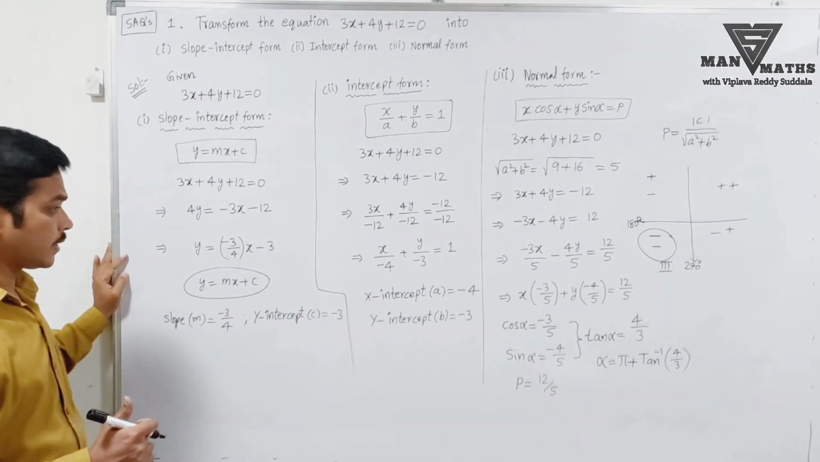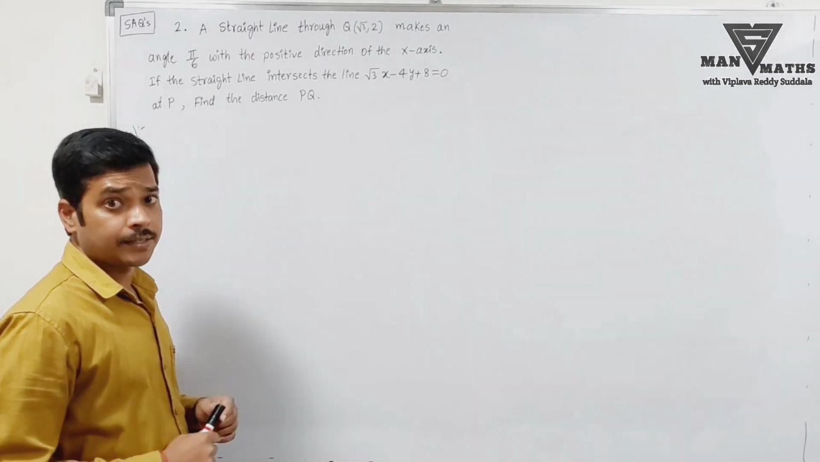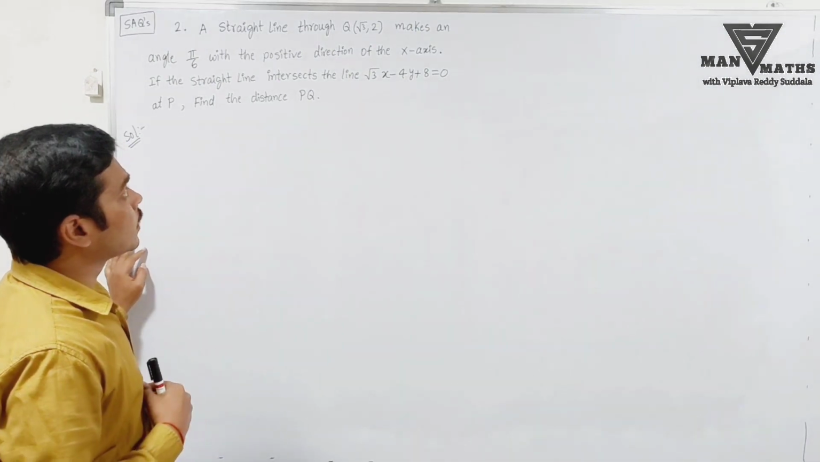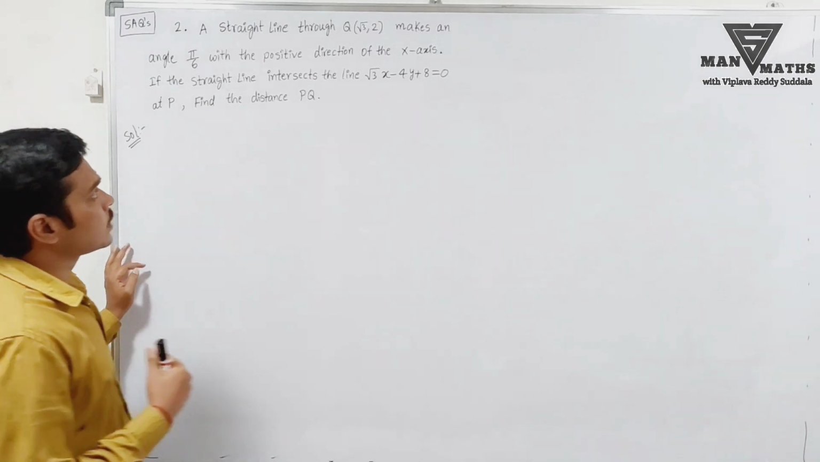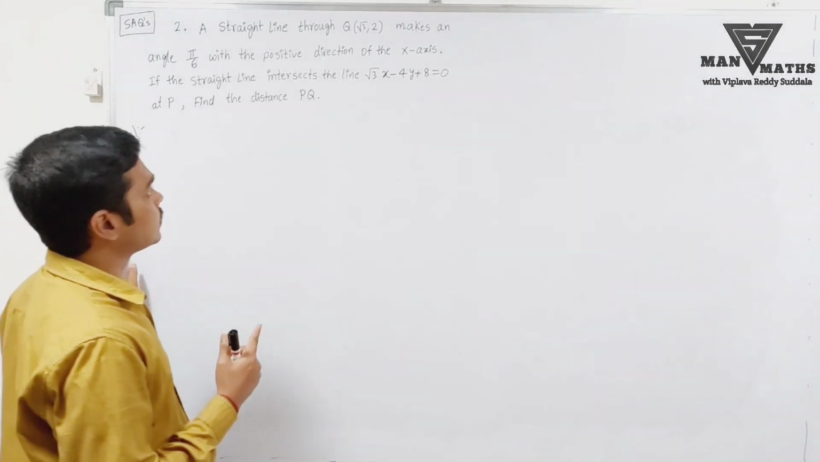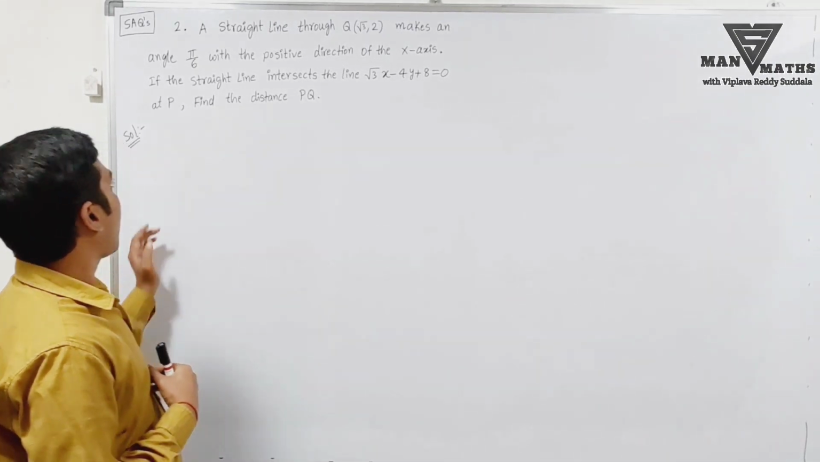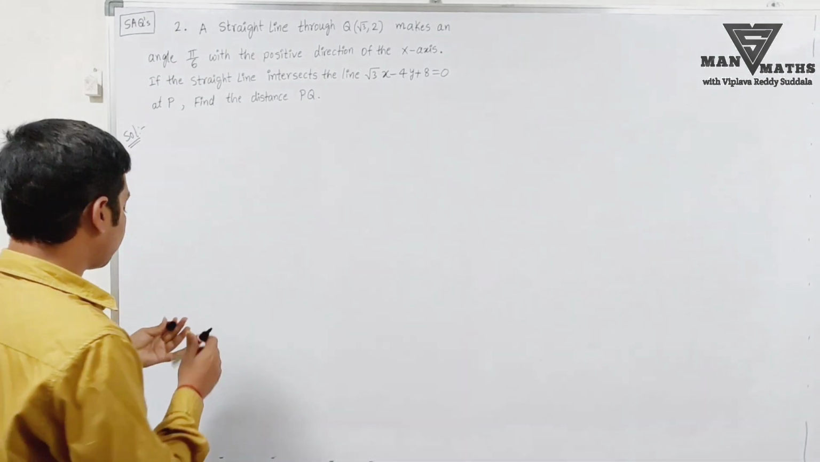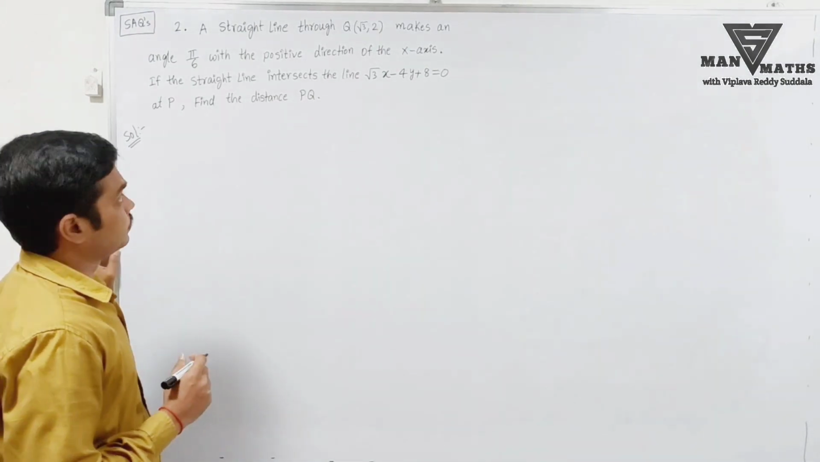Next, the second question from straight lines SAQs. In this problem, a straight line through Q (root 3, 2) makes an angle pi by 6 with the positive direction of the x-axis. If the straight line intersects the line root 3x minus 4y plus 8 equal to 0 at point P, then find the distance PQ. We have to find the distance between P and Q.